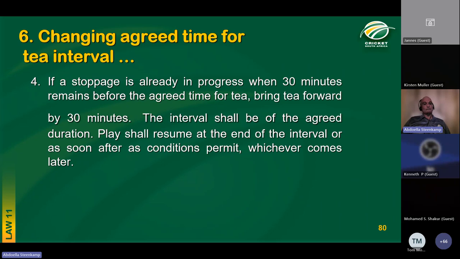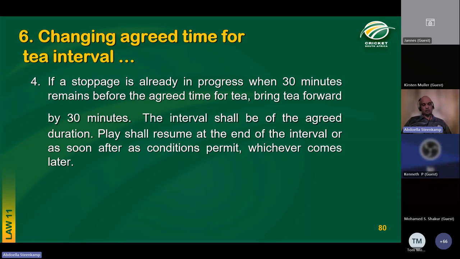Point four, again, covers changing your agreed time for tea. So if a stoppage is already in progress when 30 minutes remain before the agreed time for tea, you can bring tea time forward. Example to illustrate this: our tea is at 1500 hours. At 14:20, it starts to rain. What happens next? Because this is not 30 minutes or less before the agreed time for tea, and let's say captains cannot agree to bring an earlier tea, you cannot take an early tea because it's now 40 minutes to go till the tea break.